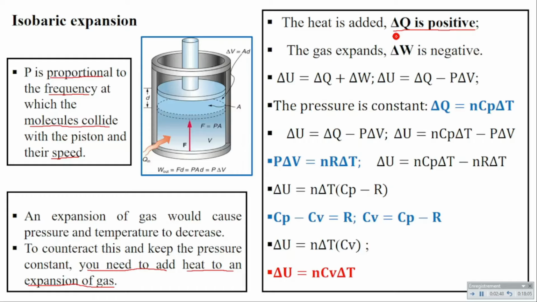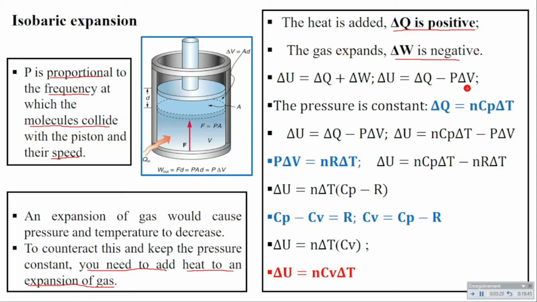When you are a physics student, you will know that the signs are different from what we are using here, because here we are dealing with the chemistry signs. So here we have the gas which is expanding, and the work done, delta W, is negative. We know that delta U, the internal energy, is equal to dQ plus dW. The dQ will be positive, since heat is added to the system, and dW will be negative.